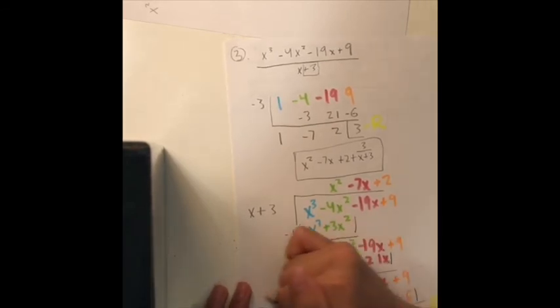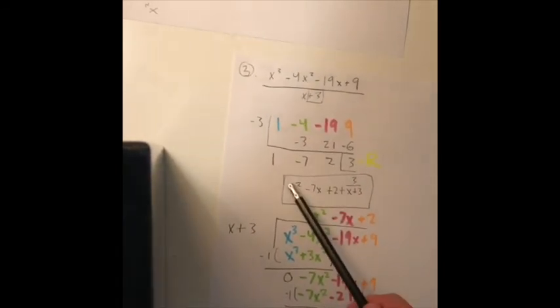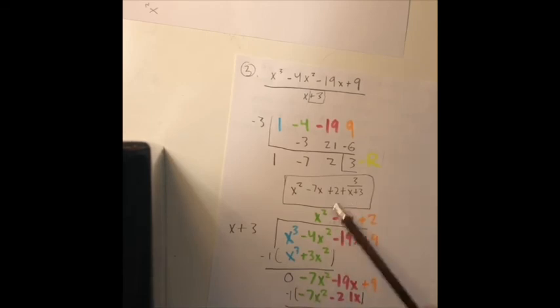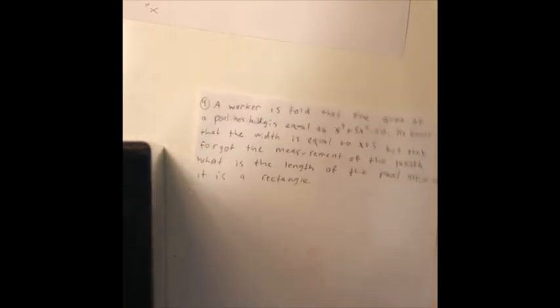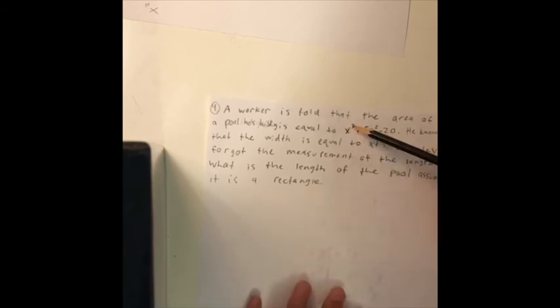And as you can see, even though we used two different methods of solving, we should get the same answer for both methods. Okay, this is going to be our last example problem. It's going to be a word problem I wrote. It says, a worker is told that the area of a pool he is building is equal to x to the third plus 5x squared minus 20. He knows that the width is equal to x plus 3, but they forgot the measurement of the length. What is the length of the pool, assuming it is a rectangle?